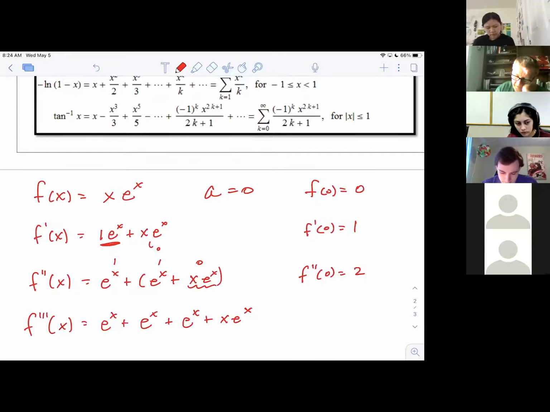So if you put 0 into that, you end up with 1 plus 1 plus 1 plus 0. You end up with 3. I think I see a pattern. Do you see how this is going to happen every time? I can tell what the fourth derivative of f is going to be, it's going to end up 4. But we can stop right there.